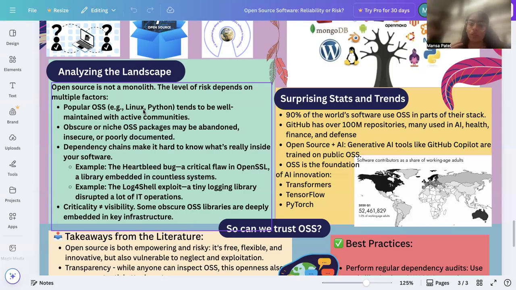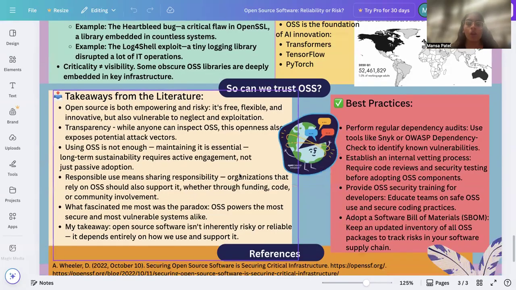Some libraries might be very obscure, but they're embedded deeply into key infrastructures. So it's very important to understand that maintainability issue. What I could take away from the literature in general was that open source can truly be both empowering and risky. It's free, it's flexible, it's innovative, it's community driven. It's very apparent that it's fast moving and able to power a lot of different functions and libraries for all these infrastructures around the world.